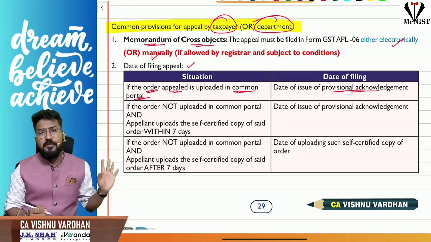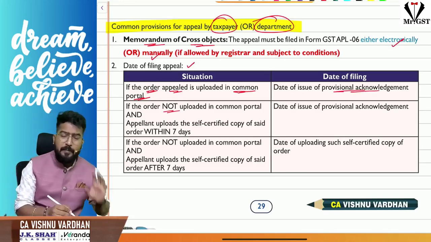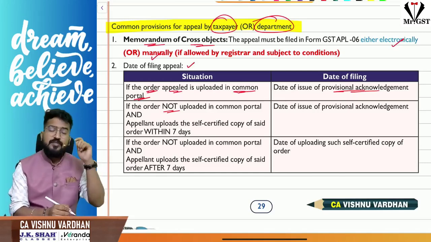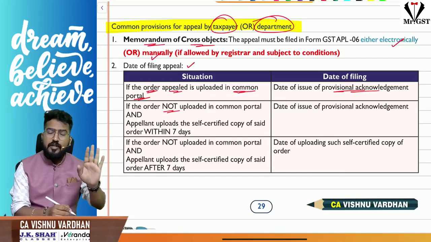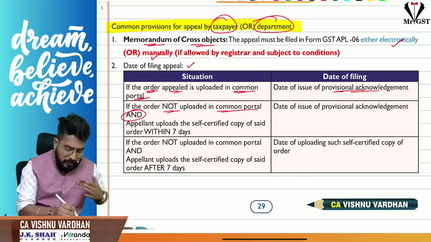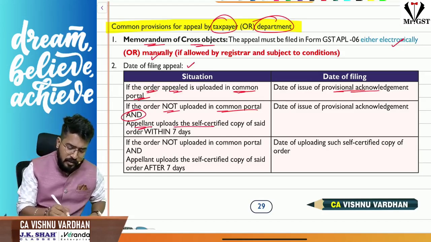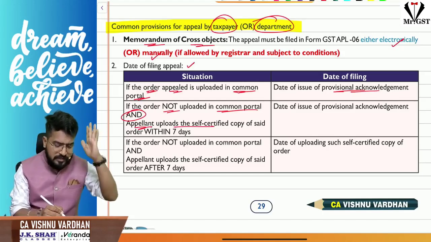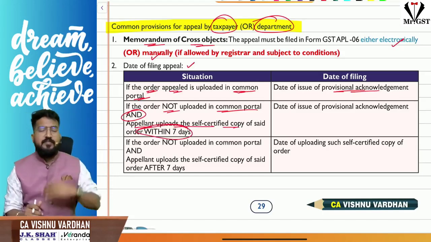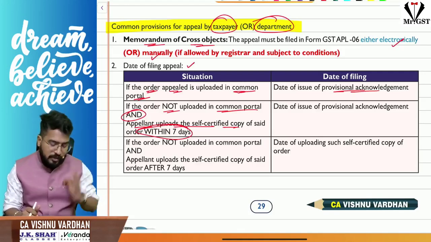That date itself will be treated as the date of filing the appeal. No, sir, the order against which I am going for an appeal is not uploaded in the common portal, and either the taxpayer or the department, the person who is filing the appeal, is uploading the self-certified copy within 7 days from the date of filing the appeal.